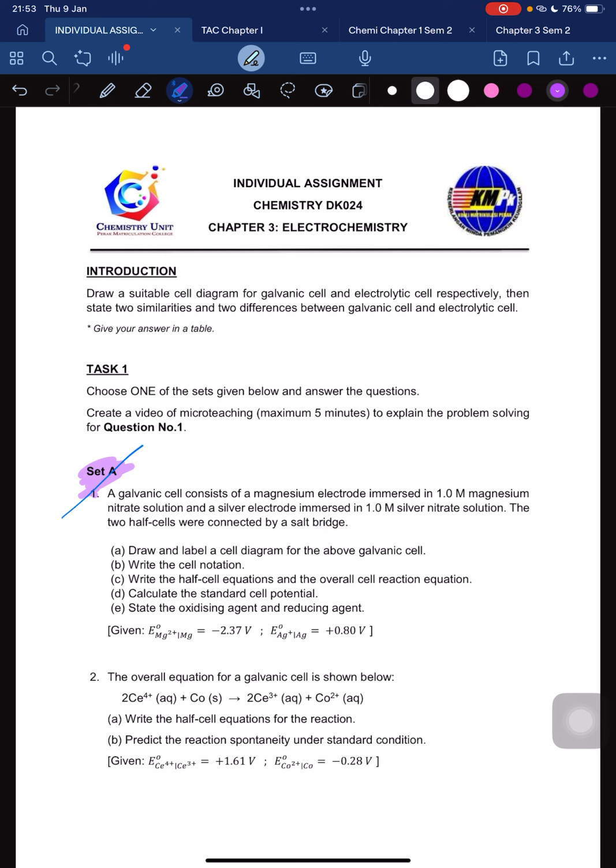So I'm going to highlight we're using magnesium electrode and silver electrode. While for electrolyte, we're using 1 molar magnesium nitrate solution and 1 molar silver nitrate solution. And don't forget they're connected by a salt bridge. So for A, draw and label a cell diagram for the above galvanic cell. Why is it a galvanic cell? Because they're connected by a salt bridge and they're using two different types of electrolytes.